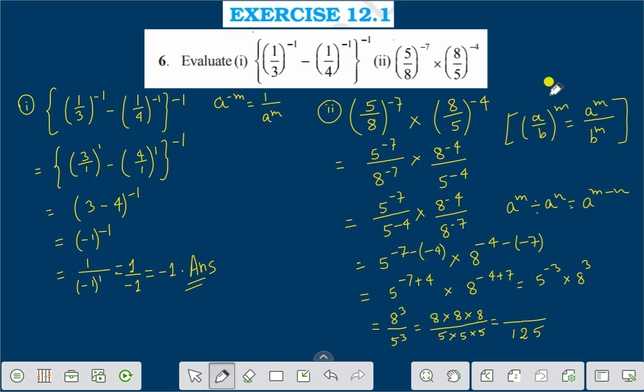And 8 eights are 64. 64 multiplied by 8, that is 4 eights are 32, 8 sixes are 48, plus 3 is 51, so 512. That is 512 by 125. It is 512 by 125. That is the answer, right?